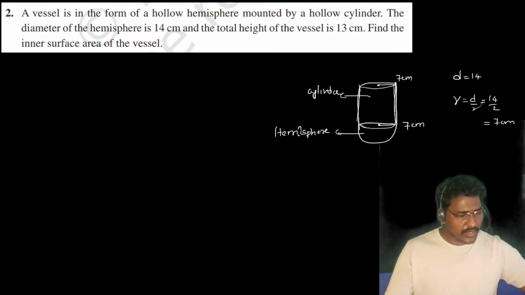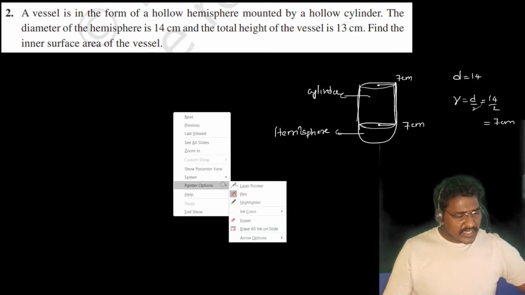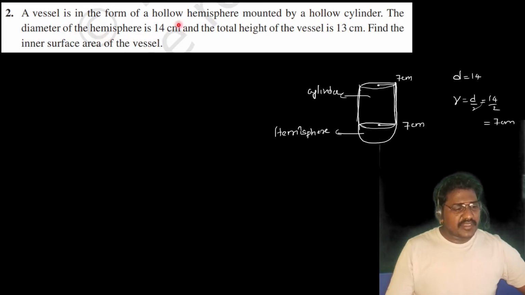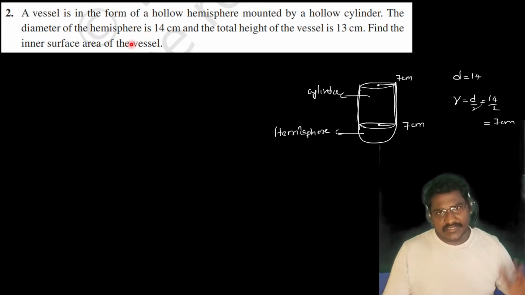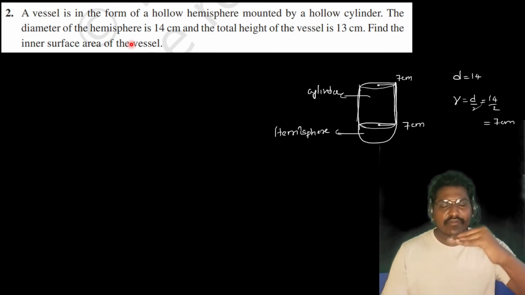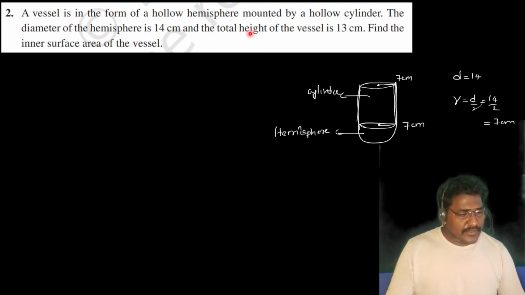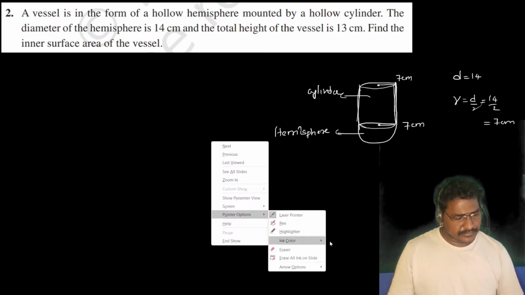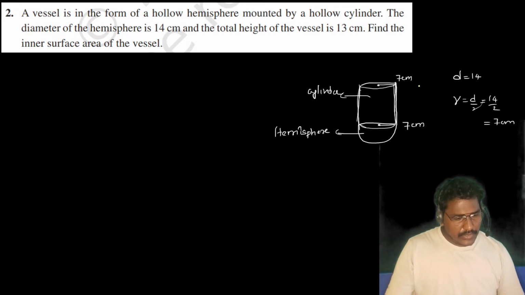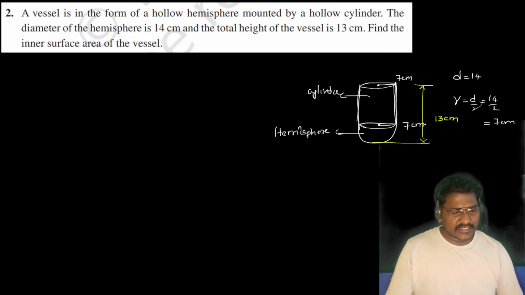Now, here it was given that the diameter of the hemisphere is 14 centimeter, which means the diameter of the cylinder is also 14 centimeters because they are mounted. Mounting means they will have a common radius. And the total height of the vessel is 13 centimeters. See here, the total height is 13 centimeter.